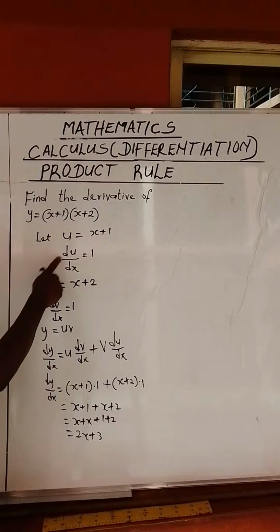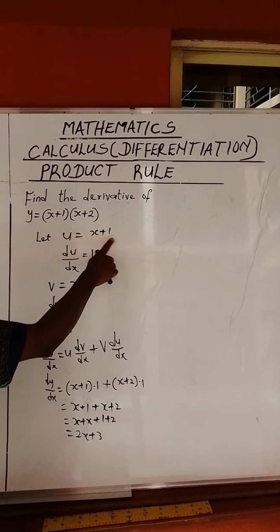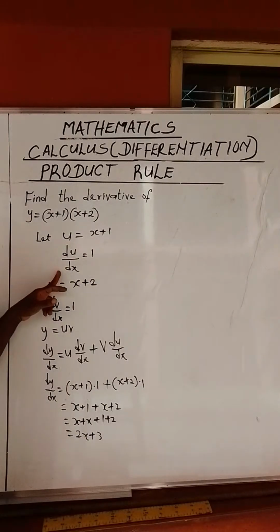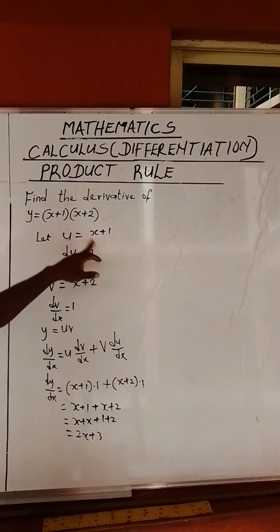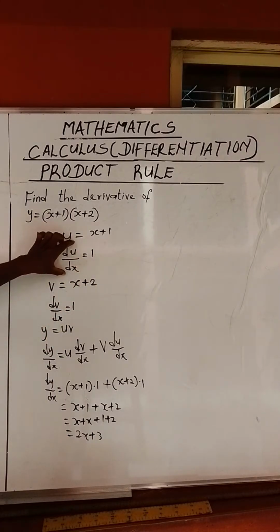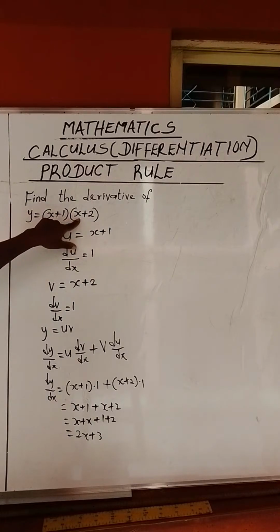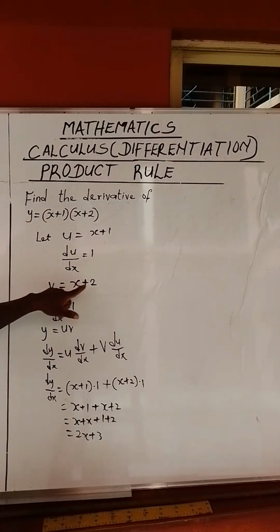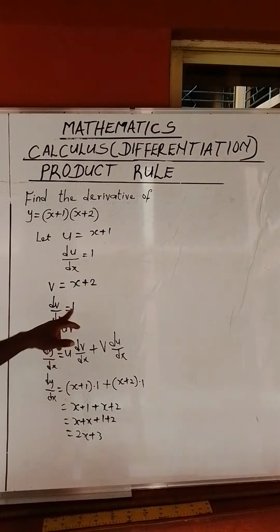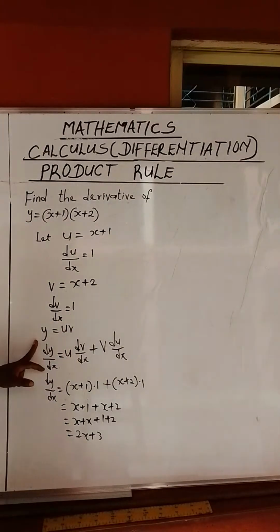Then we differentiate u with respect to x, and that is what we have done here. When we differentiate u with respect to x, we get 1, and that is the differentiation of u. Then we take the second one, v equals x plus 2. Since v is x plus 2, we differentiate v with respect to x and also get 1. So the implication is that we can liken this equation to this particular one.